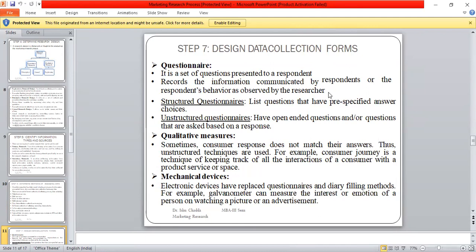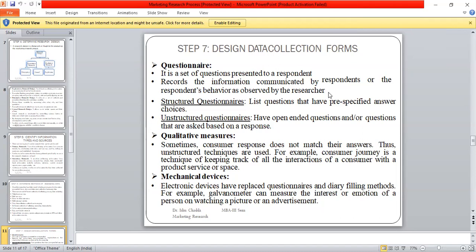This may be suitable in the case of some studies, but in some cases you cannot go for the observational method only. There are two types of questionnaire available. The first one is the structured questionnaire. The second one is the unstructured questionnaire. In the structured questionnaire, you already know the pre-specified answer choices. You already have some listed questions. In the unstructured questionnaire, you ask open-ended questions.